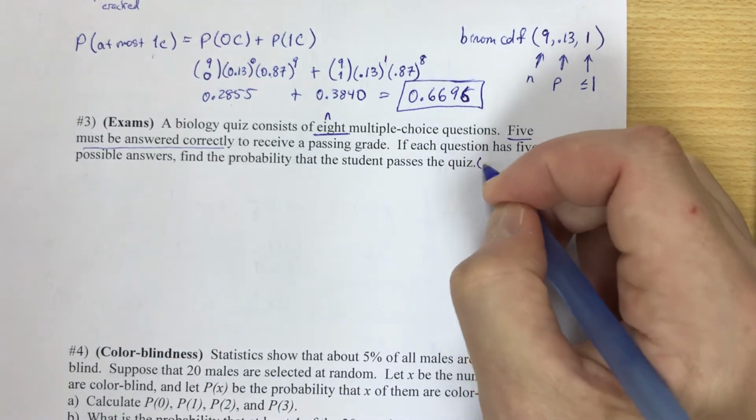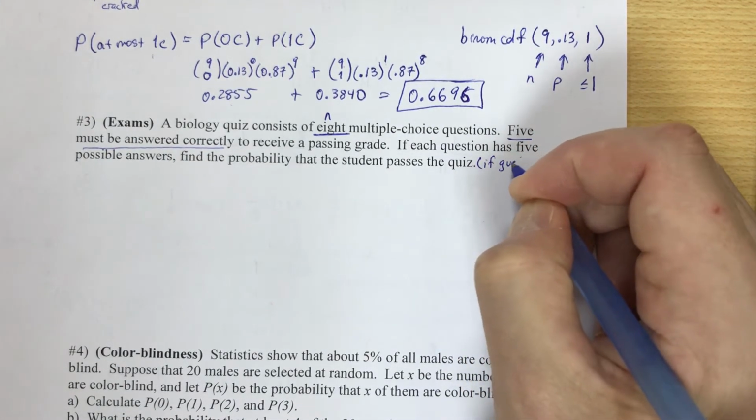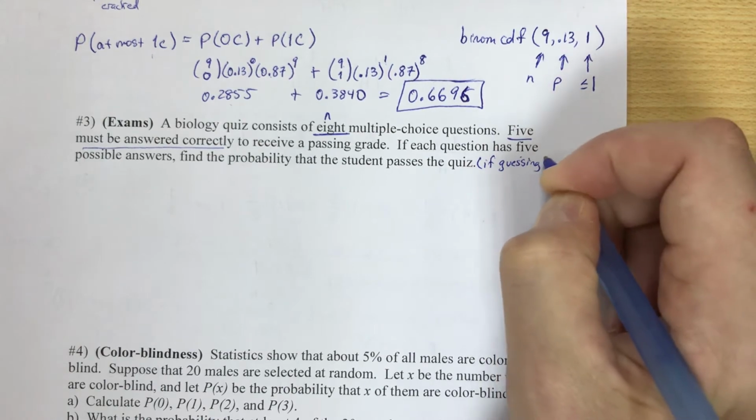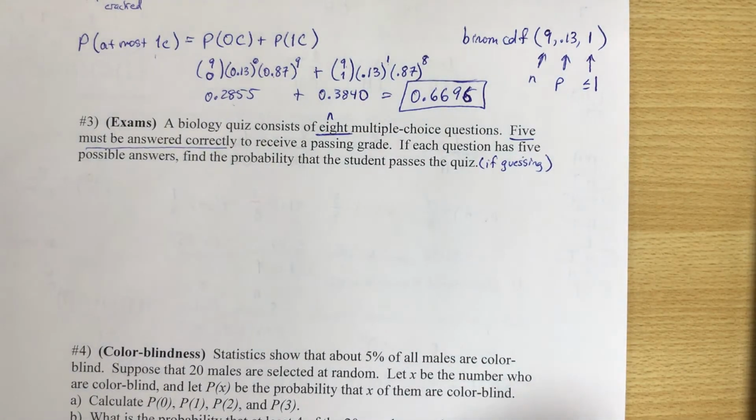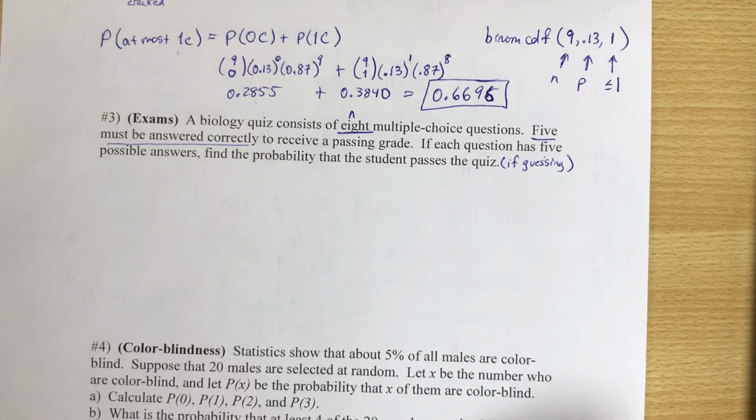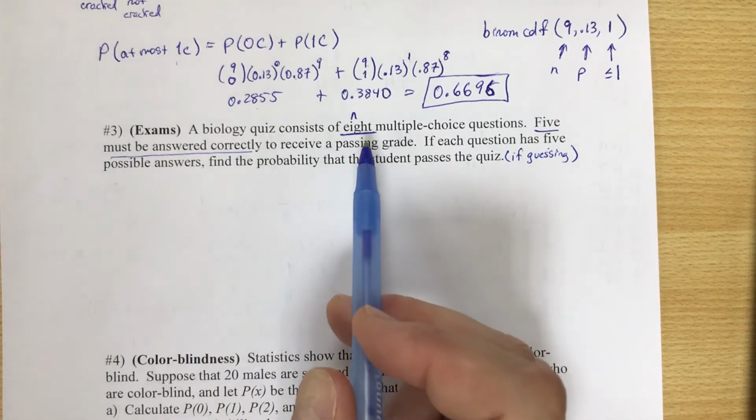Well, we have to assume here. Let's say that they're guessing. So let's say you study for your biology quiz and then realize that you have no idea what's going on. So you're going to have to guess. You have 8 questions.